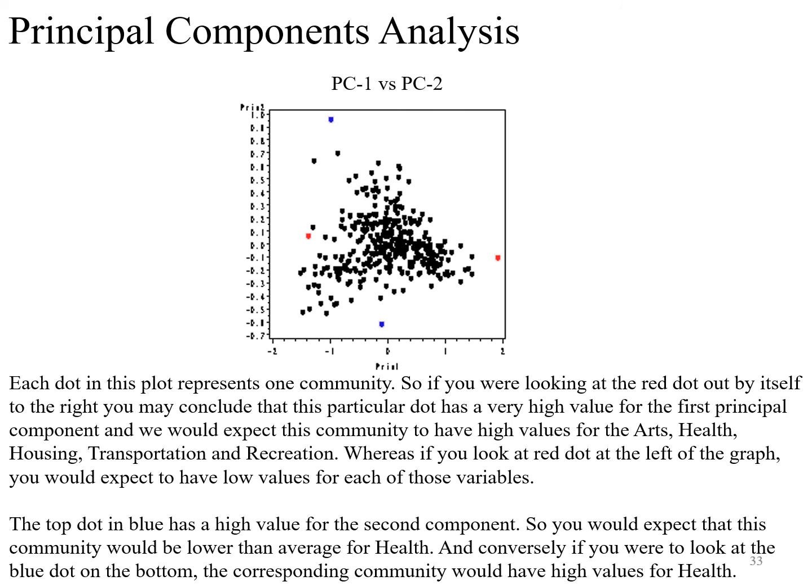The top dot in blue has a high value for the second component. So you'd expect that this community would be lower than average for health, and that's because it's got a negative correlation with health. And conversely, if you were to look at the blue dot at the bottom, that corresponding community would probably have high values for health, again, because there's a negative correlation between health and that principal component.